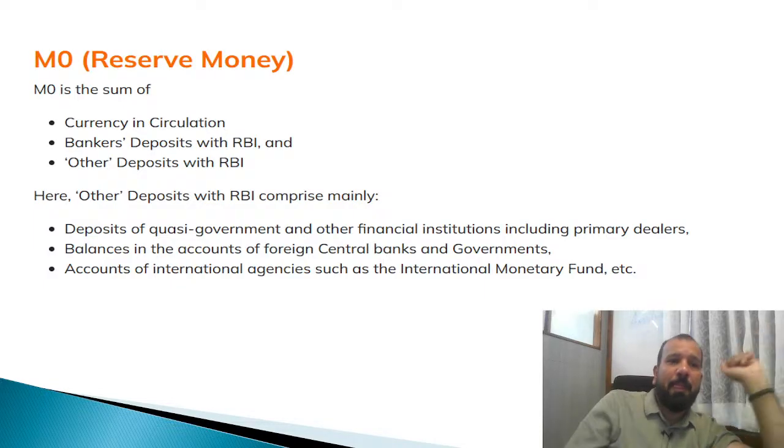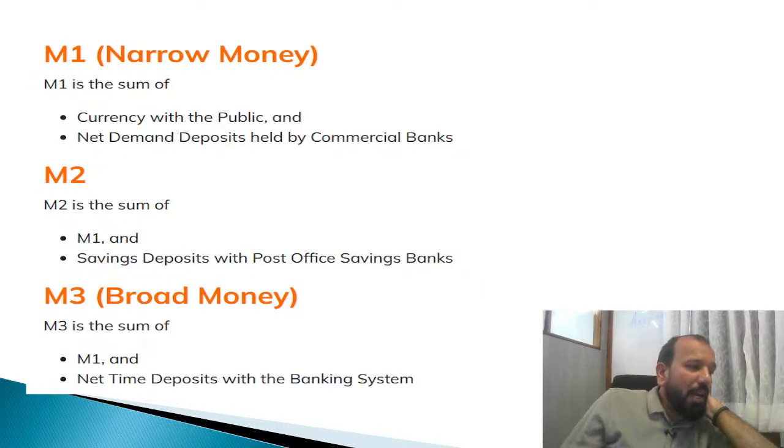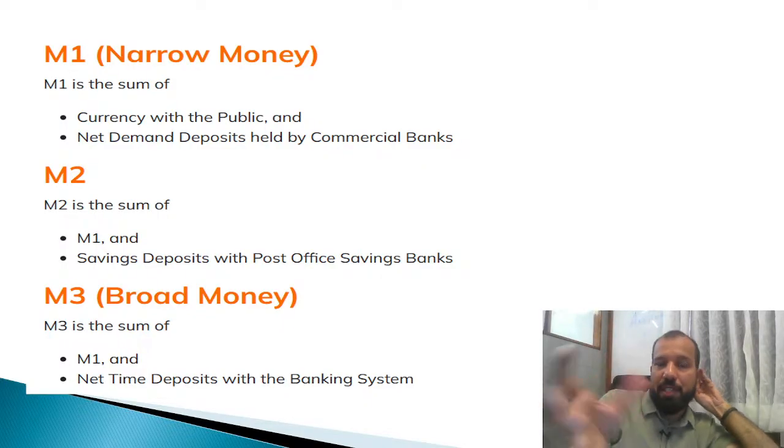It's very simple. Come to M1. M1 is the narrow money. Narrow money is the currency with the public plus net demand deposits held by the commercial banks. M2 is equal to M1 plus savings deposits with the post office. Whatever money we are saving or depositing in the post office, when we add it to M1, that is called M2. M3 is called the broad money. M3 is M1 plus net time deposits with the banking system.